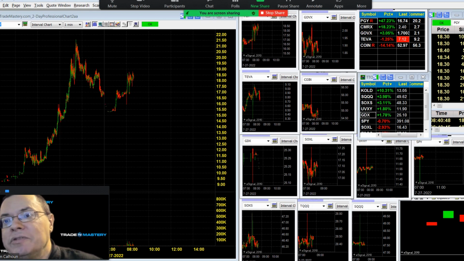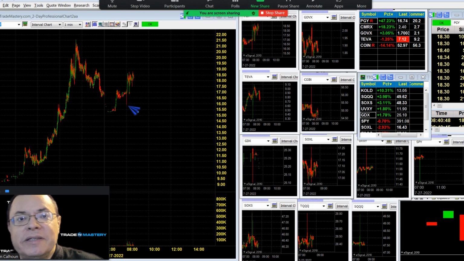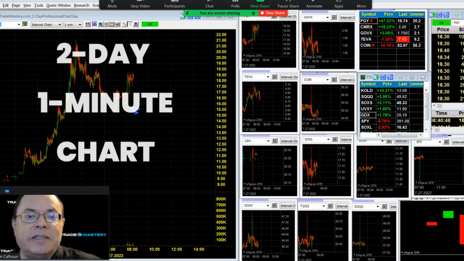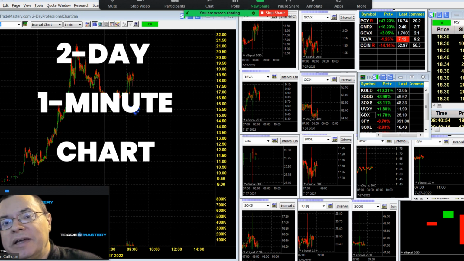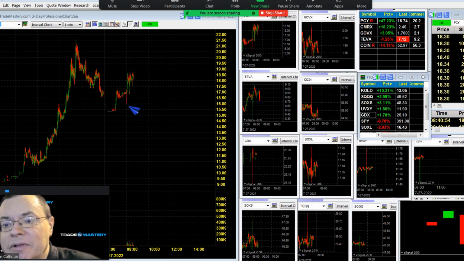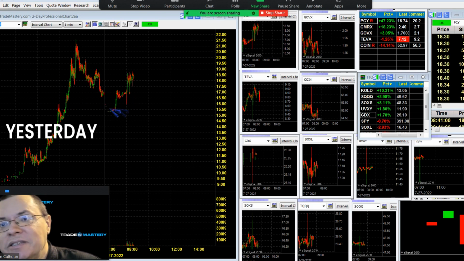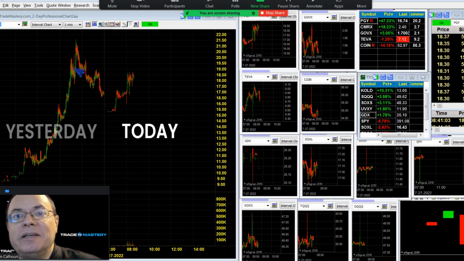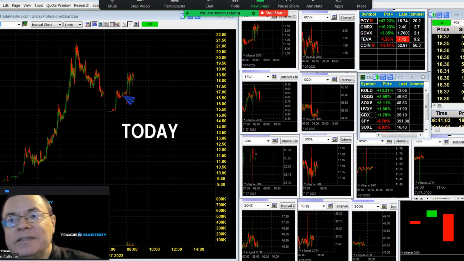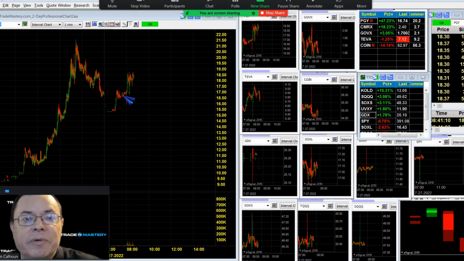Let's get started. The first and most important thing we use as active day traders is the 2-day 1-minute candlestick chart. The reason we want 2 days is evident. This shows, for example, this is yesterday, and this is today. I'm recording this pre-market, and this is yesterday's price action in this stock PGY, and this is the current day. The reason we want to use a 2-day chart, there are several key benefits.